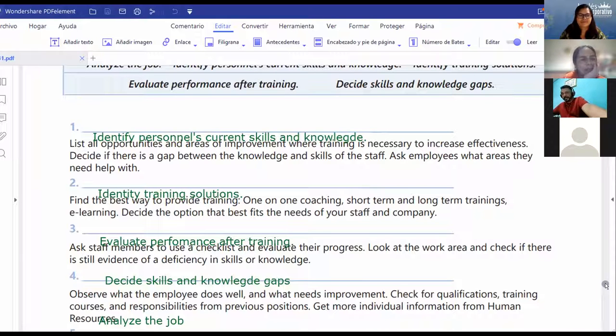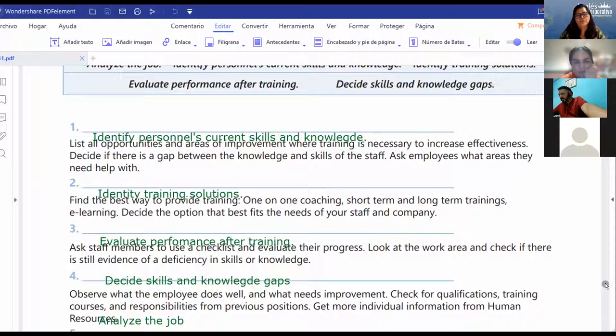El primero, vea, el de Identify Personal's Current Skills and Knowledge. List all opportunities and areas of improvement. Training is necessary to increase effectiveness. Decide if there is a gap between the knowledge and the skills of the staff. Sí, yo creo que está bien ahí.